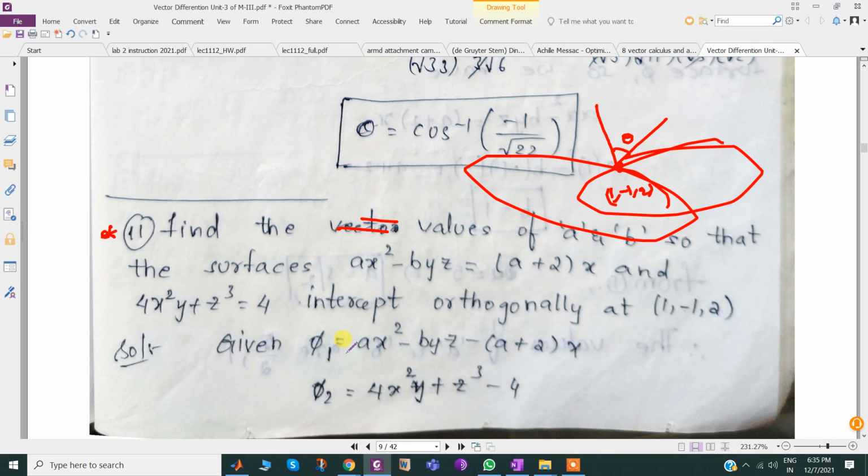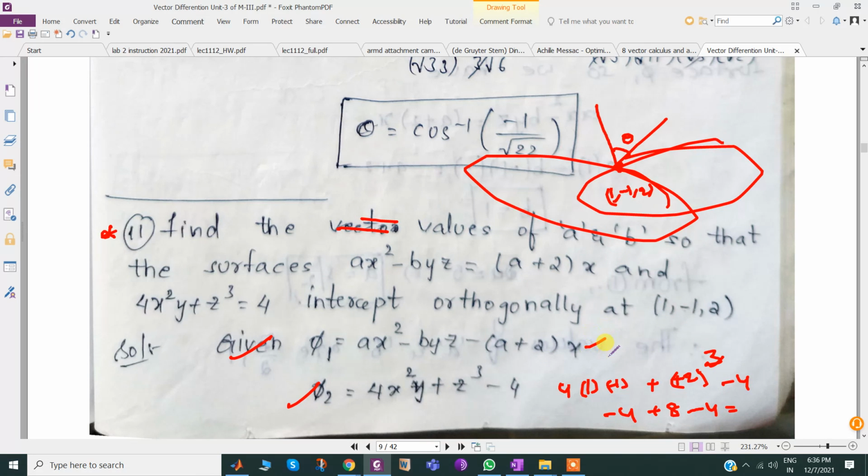This is phi 1 and phi 2. Since both are on the surface, I need to ensure whether this point is on the surface or outside. For that reason, just substitute those values in this. 4 times 1, x square is 1, y is minus 1 plus minus 2 plus 2 whole cube minus 4. What do I get here? Minus 4 plus 8, this is a cube, minus 4. So plus 8 minus 8 will be 0. That means the point is on the surface.